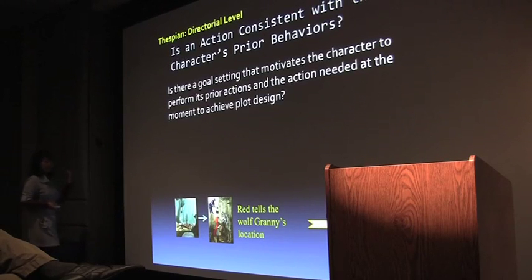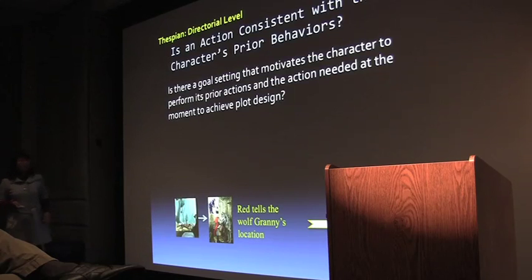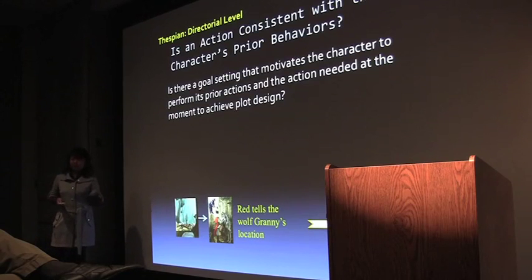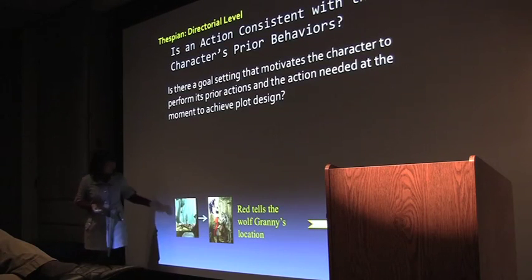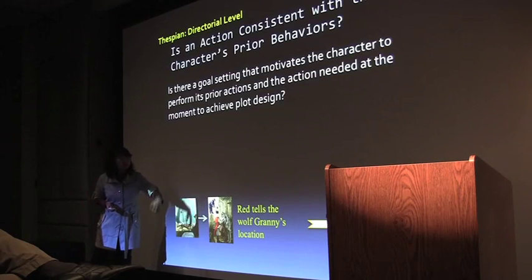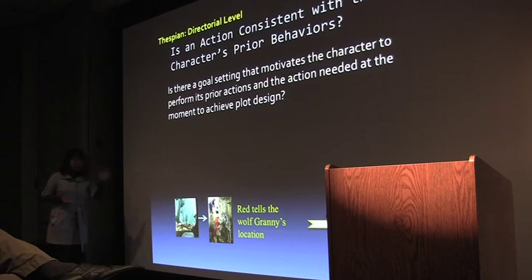Remember that in modeling the characters, each of them is a goal-based character, and they have multiple goals, and goals can have different relative importance. So the task of checking whether a particular action is consistent with the character's previous behaviors boils down to: is there a set of goals that represent the character's personality and motivation that can enable this character to act from the beginning of the story until this point, and also act out the next action that the director agent desires the character to do? So that's the task we want to achieve.